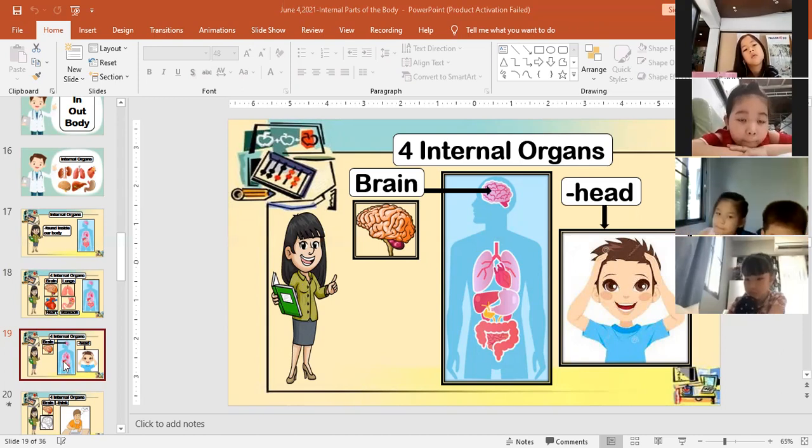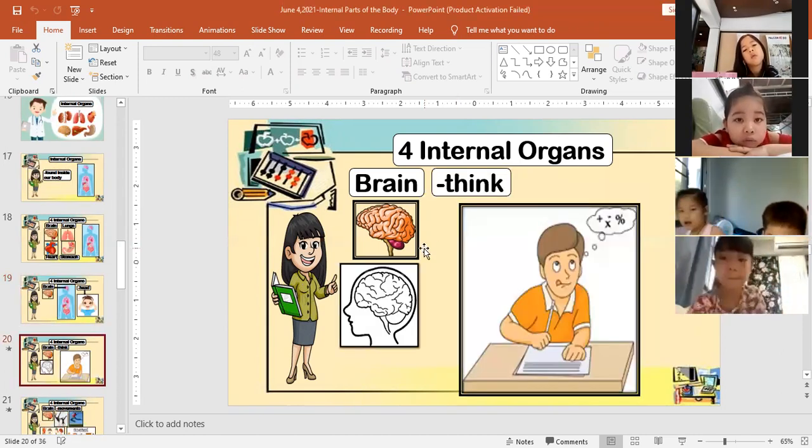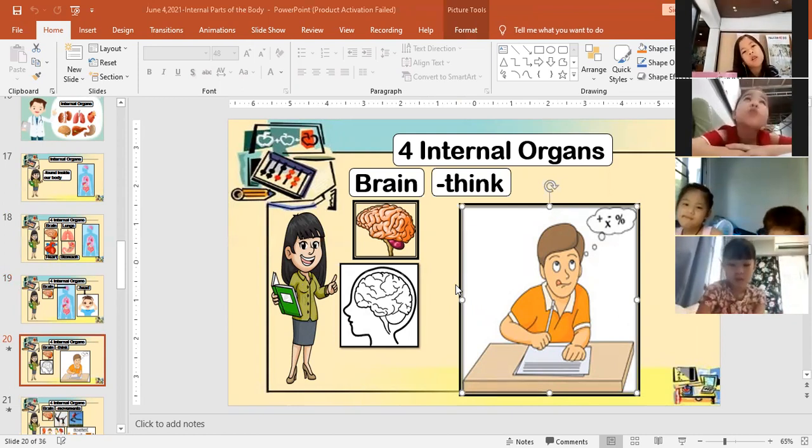What is the brain for? You use your brain when you are thinking of the answer. For example, Teacher Ellie asks, 1 + 1. What is your answer? Your answer is 2. So you use your brain, right? You think of the answer. That is your brain. Next.